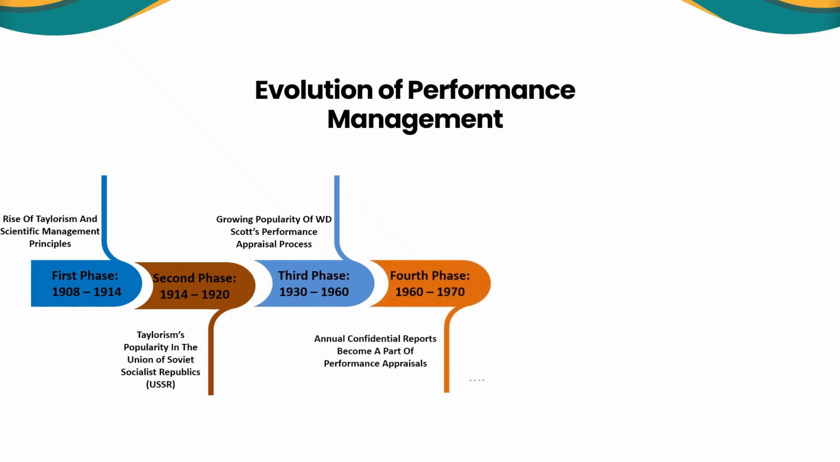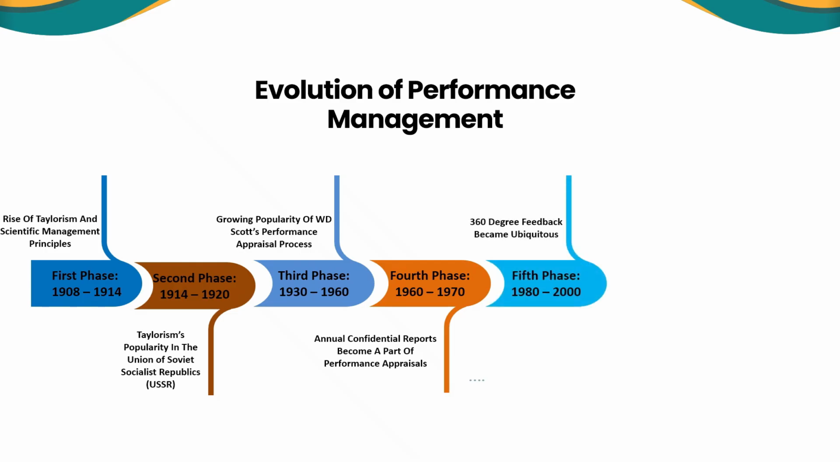Fourth phase, from 1960 to 1970: the annual confidential reports became a part of performance appraisals. In the early 1960s, performance appraisals were based on annual confidential reports, which provided significant information about employee performance. These reports were also known as employee service records. This phase marked a transition toward more structured, goal-based appraisals with limited transparency.